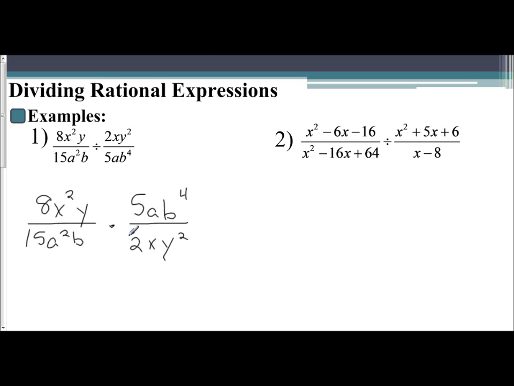And if I look, I have an 8 in the top and a 2 in the bottom. So 2 goes into 2 once, and 2 goes into 8 4 times. I have a 5 in top and a 15 in bottom. Well, 5 goes into 5 once, 5 goes into 15 3 times.